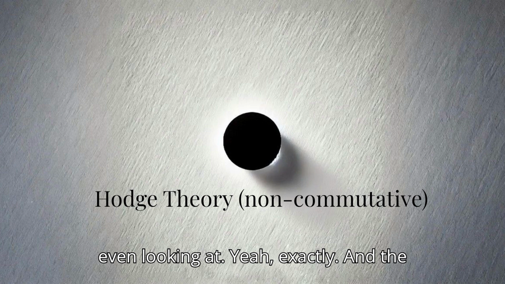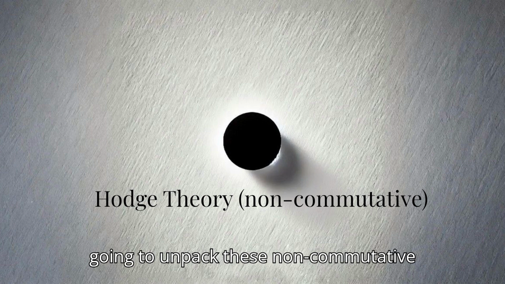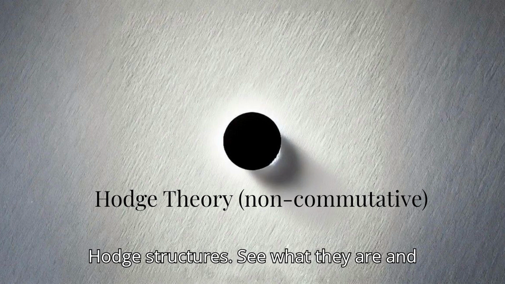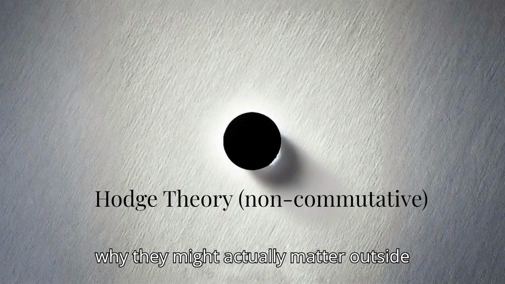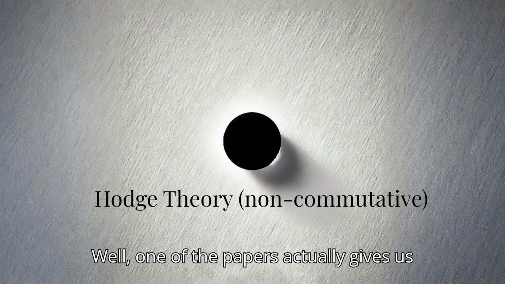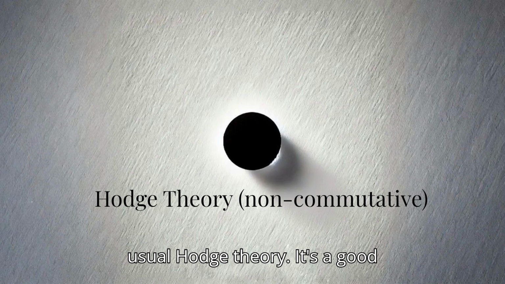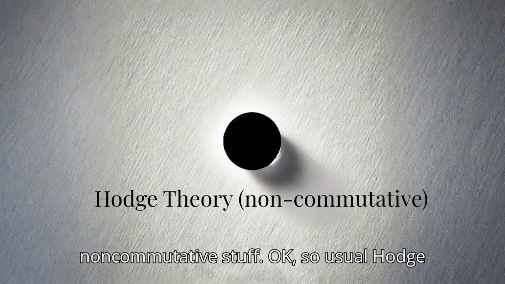Exactly. And the big question, of course: why should anyone care about this stuff? Today, we're going to unpack these non-commutative Hodge structures, see what they are, and why they might actually matter outside some abstract math world. Well, one of the papers actually gives us a decent starting point. It mentions the usual Hodge theory. It's a good foundation before we jump into the non-commutative stuff.